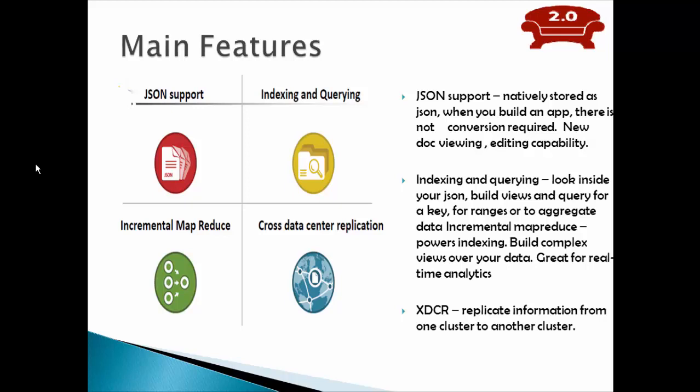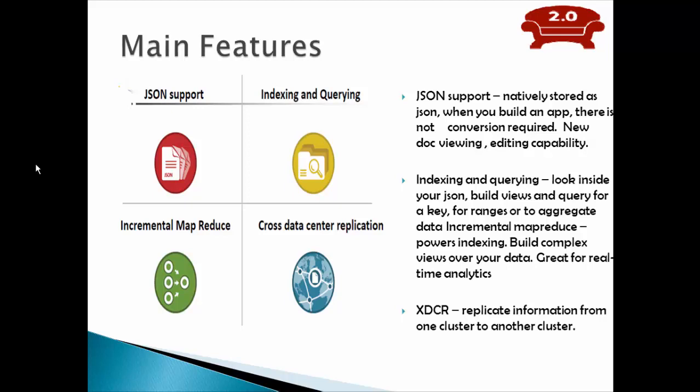And indexing and querying: you can build views and querying on your JSON, similar to indexing and querying which we build in RDBMS. So you can build indexes and make sure that the performance is built. And incremental MapReduce is one of the key features of the Couchbase database, which I'll explain in the upcoming slides.